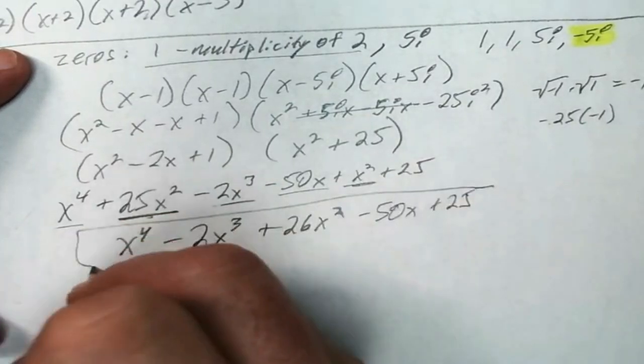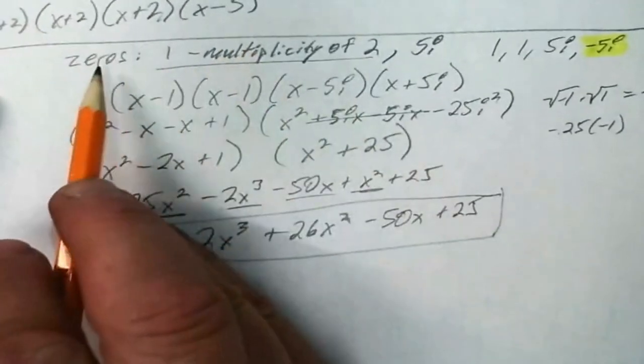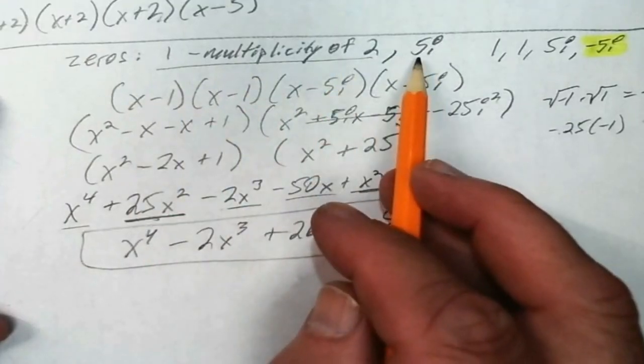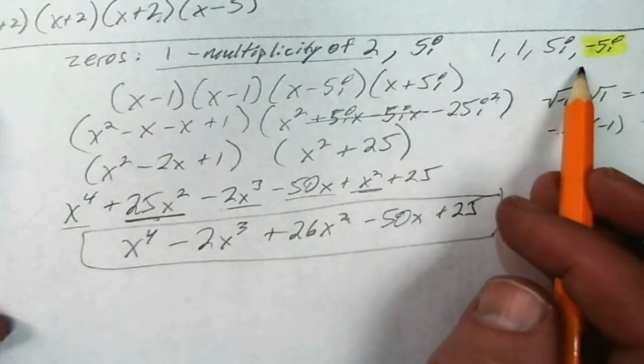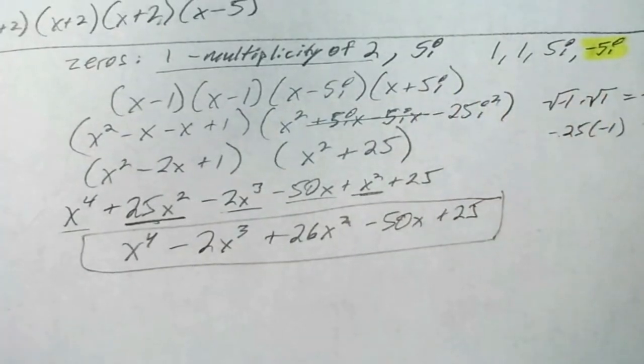This is our answer. This is the polynomial that has the zeros or roots of 1, that has a multiplicity of 2, and 5i. It also has -5i because that comes as a bonus. Anytime you get one imaginary root, you get its conjugate partner automatically. Give it a moment if you're writing that down.